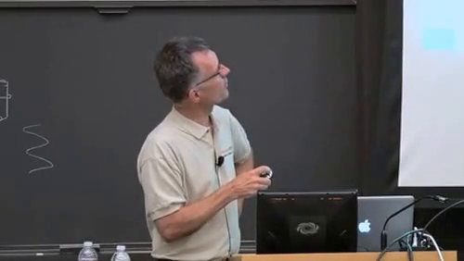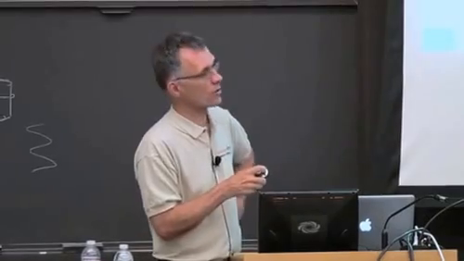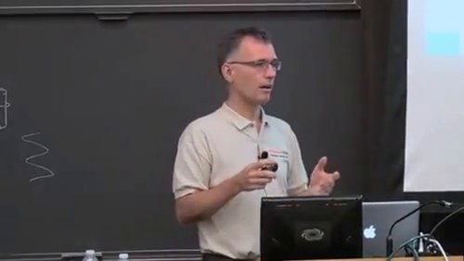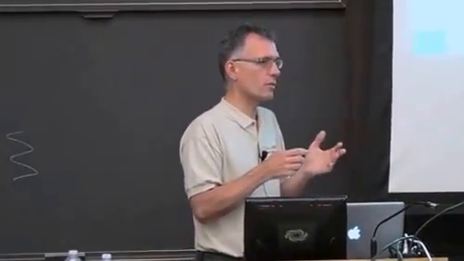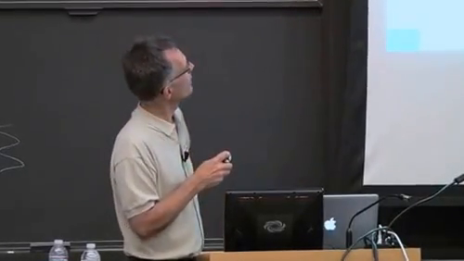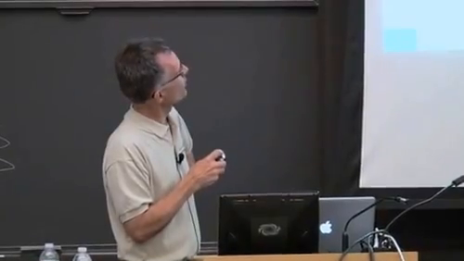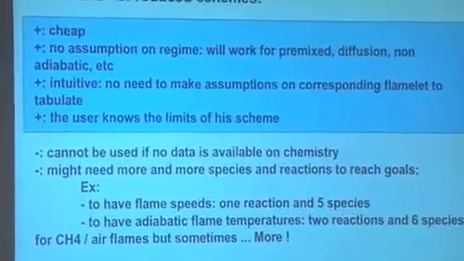When we do that, we don't assume that the flame has to be premixed, diffusion, non-adiabatic, or whatever. It doesn't mean the flame will work for all these regimes, but it's not built like the manifold for tabulation methods, only for one case. It should work in all cases. It can work in all cases. It's more intuitive also. You don't need to make all these assumptions on the manifold.